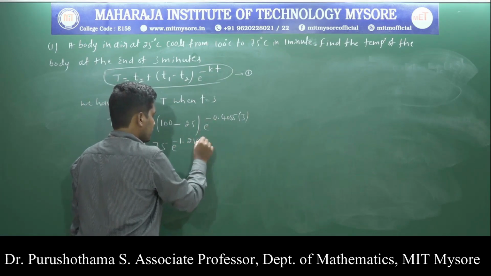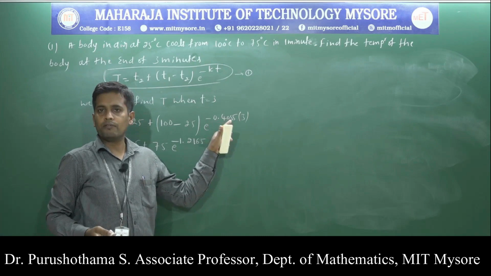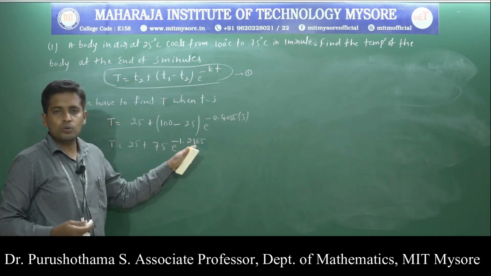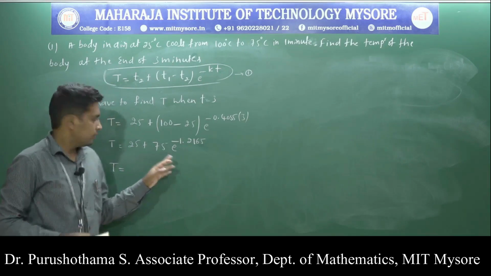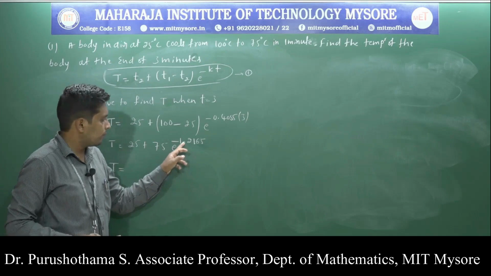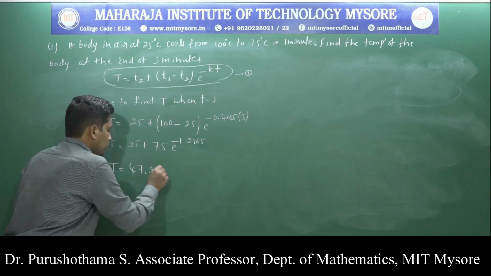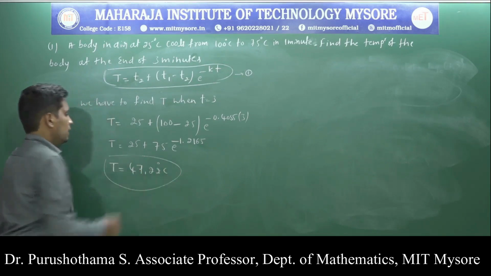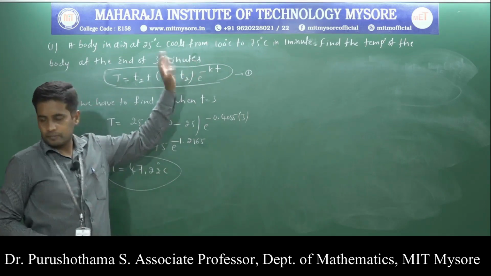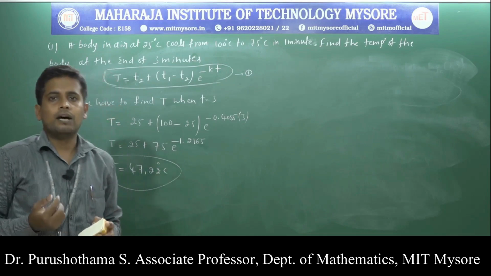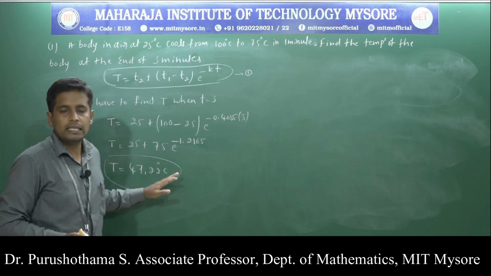1.2165. By using a calculator, we can multiply 3 into minus 0.4055, and we get minus 1.2165. Finally, after multiplication of these terms, 75 into e power minus 1.2165 plus 25, we get 47.22 degrees Celsius. This is the temperature of the body at the end of 3 minutes. Thus, we conclude that the temperature of the body at the end of 3 minutes is 47.22 degrees Celsius.